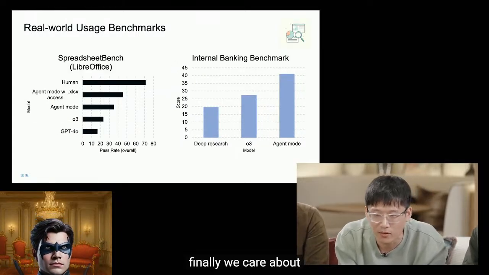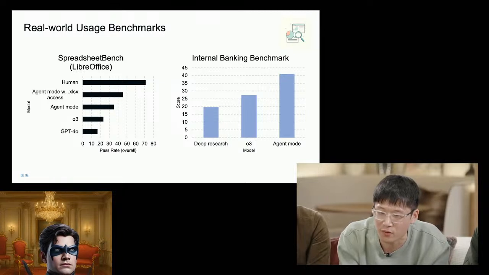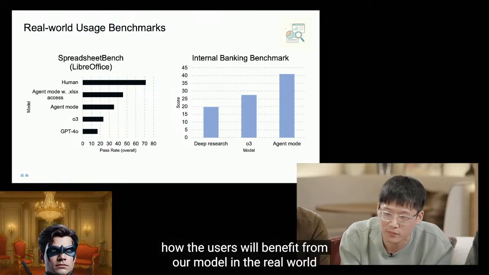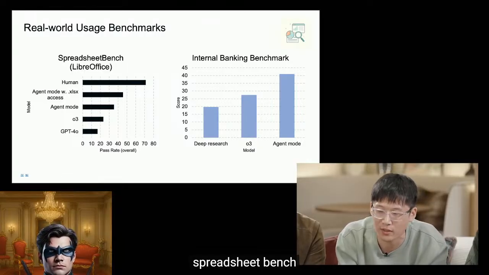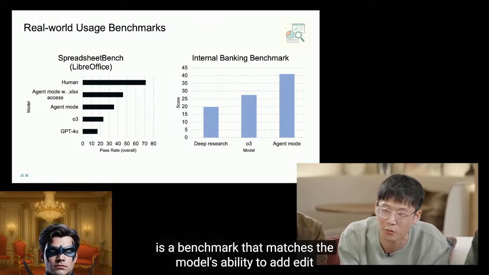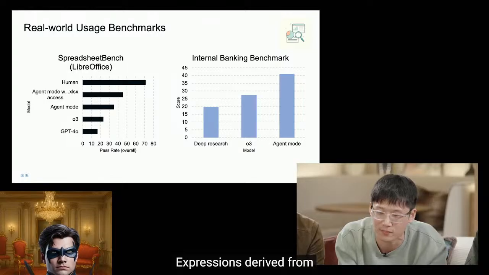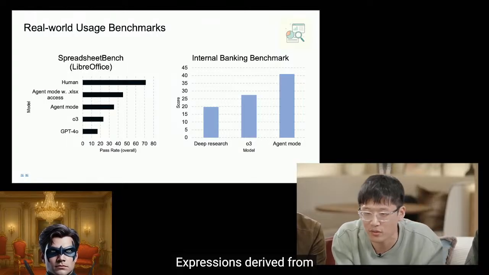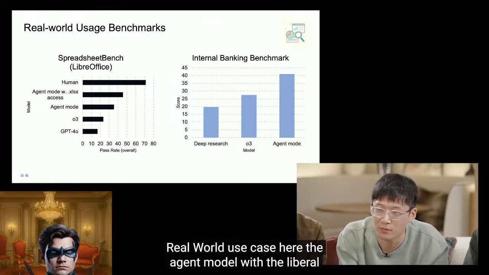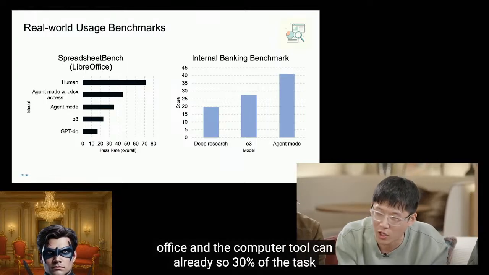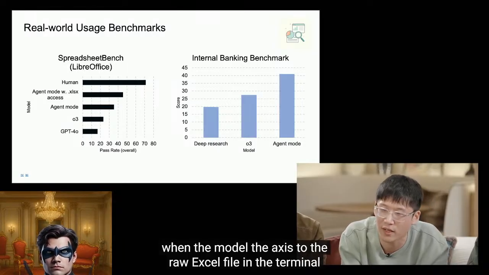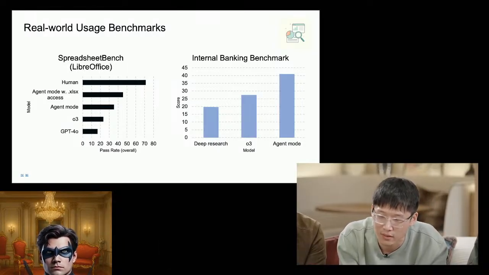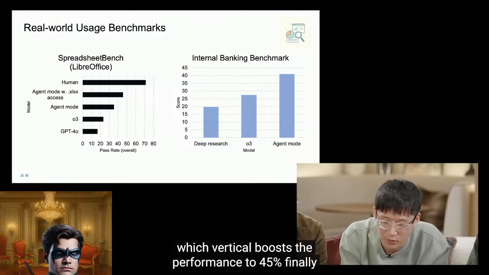Finally, we care about how the users will benefit from our model in the real world. Spreadsheet Bench is a benchmark that measures the model's ability to edit spreadsheets derived from real-world use cases. Here, the agent model with LibreOffice and the computer tool can already solve 30% of the tasks. When we give the model access to the raw Excel file in the terminal, it further boosts the performance to 45%.